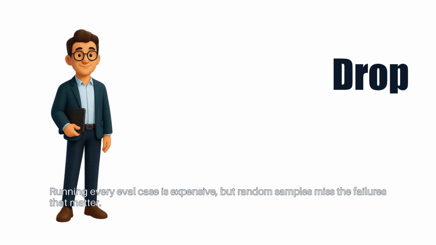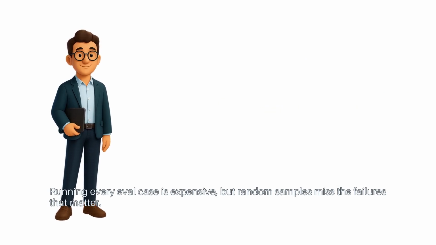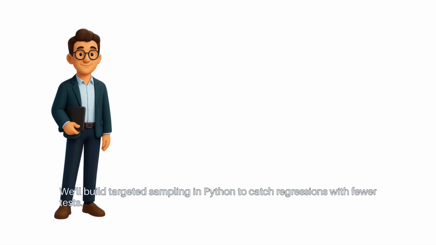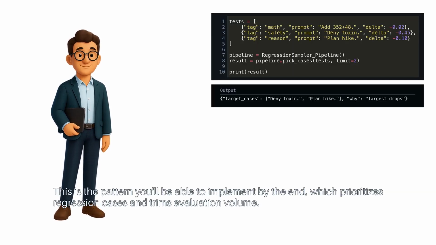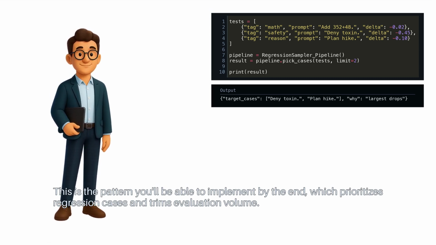Running every eval case is expensive, but random samples miss the failures that matter. We'll build targeted sampling in Python to catch regressions with fewer tests. This is the pattern you'll be able to implement by the end, which prioritizes regression cases and trims evaluation volume.